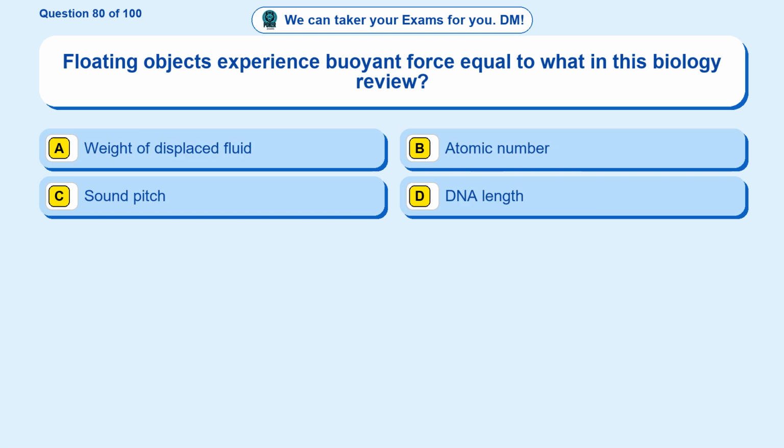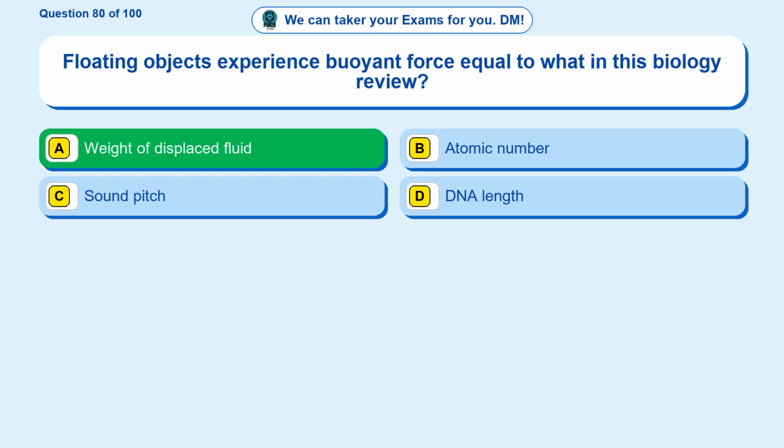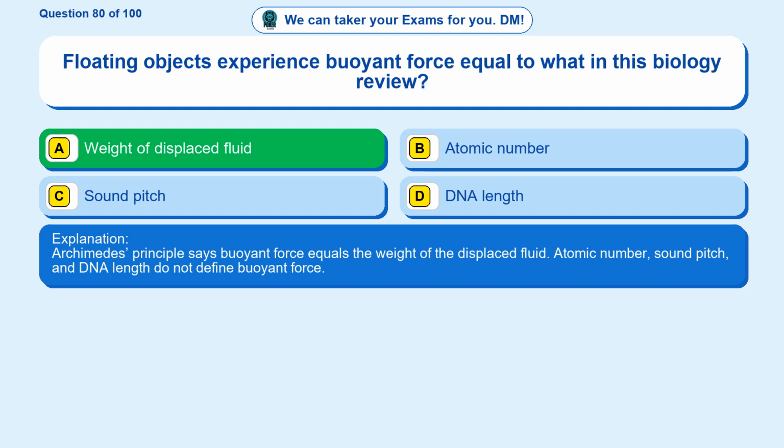Question 80. Floating objects experience buoyant force equal to what in this biology review? Option A, weight of displaced fluid. Option B, atomic number. Option C, sound pitch. Option D, DNA length. The correct answer is option A, weight of displaced fluid. Archimedes' principle says buoyant force equals the weight of the displaced fluid. Atomic number, sound pitch, and DNA length do not define buoyant force.